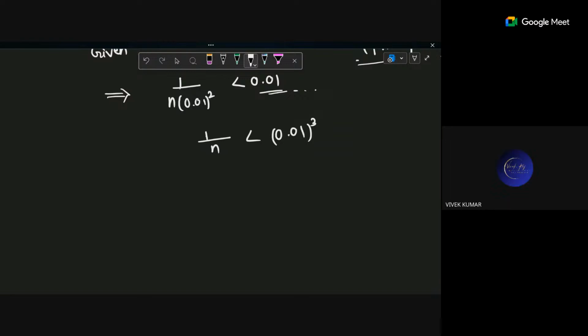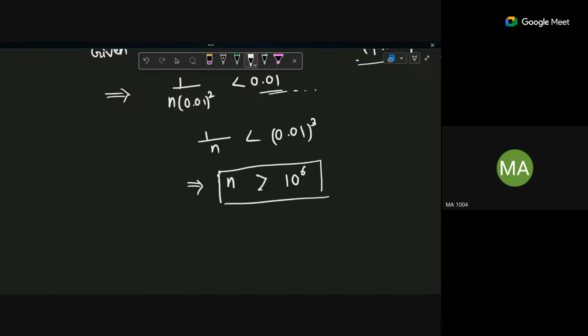So what is the value of n then? Ma'am, it will be 10 to the power 6. Fine. What will be the sign? N is less than 10 to the power 6. Less than or greater than? Greater than, ma'am. Greater than. It will be greater than.